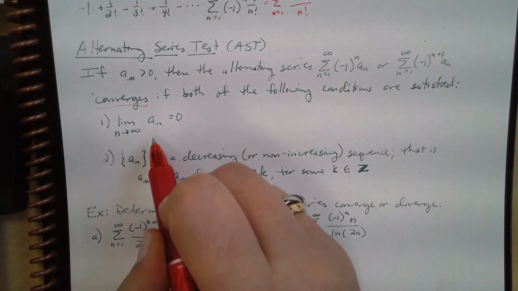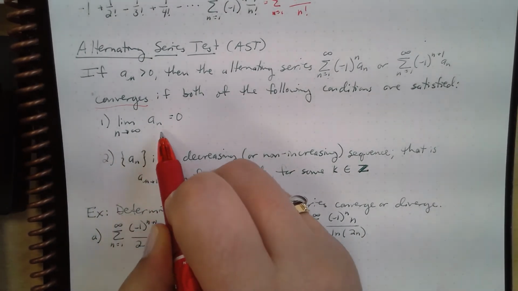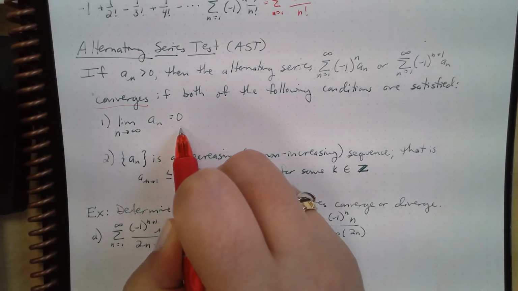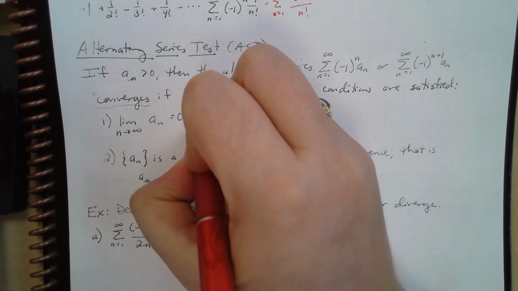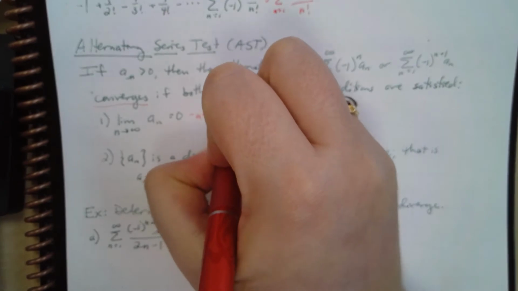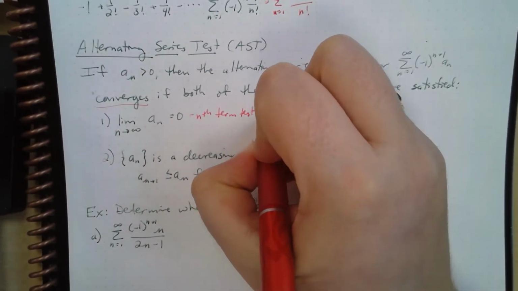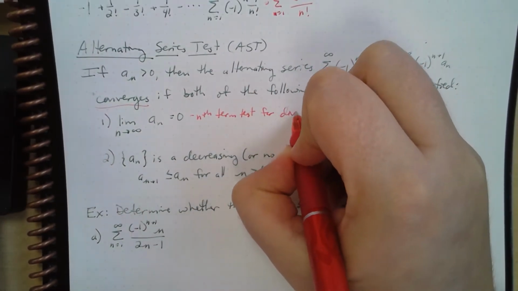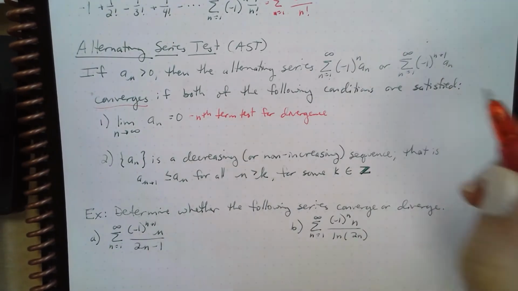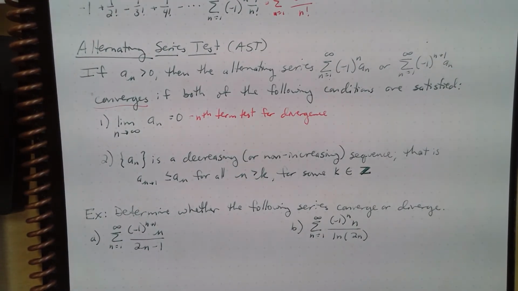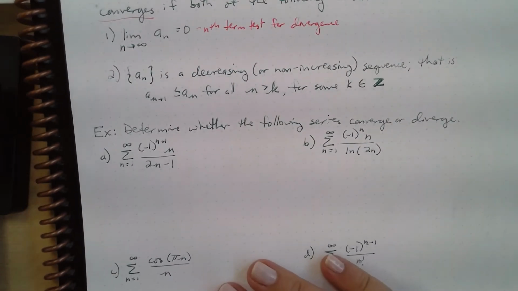Well, let's look at this first condition here. The limit as n approaches infinity of a sub n equals 0. That's just the nth term test, right? The nth term test for divergence, which of course should be done first when you're using these tests, and we will continue to use on and on again forever. Okay, so let's do a few examples here.